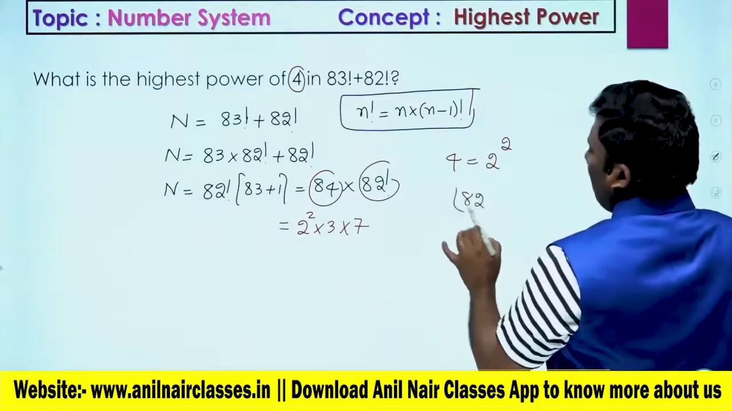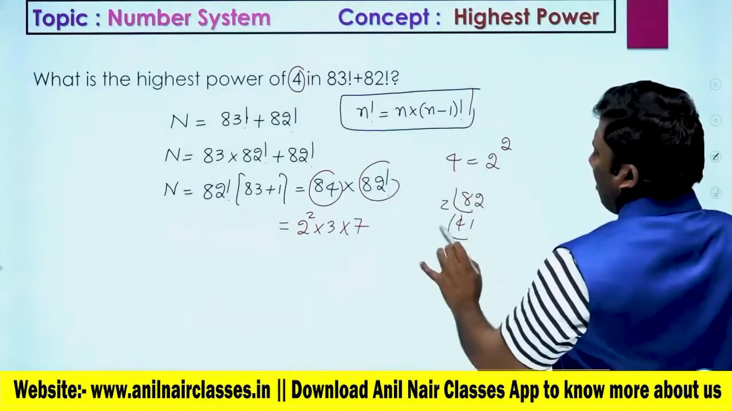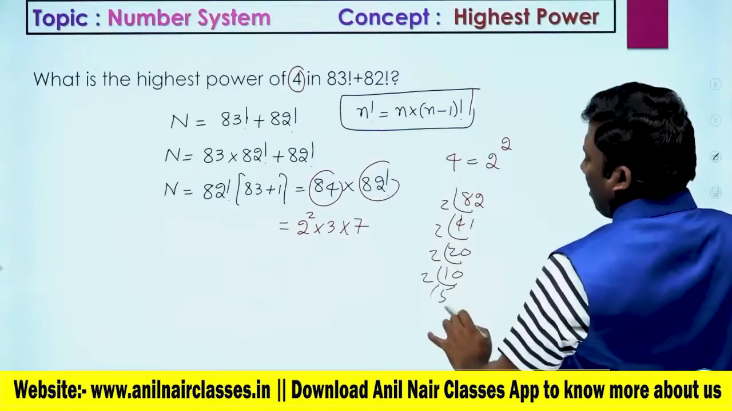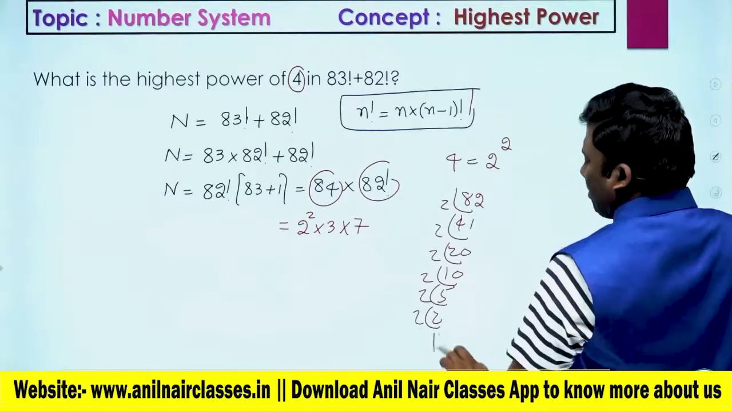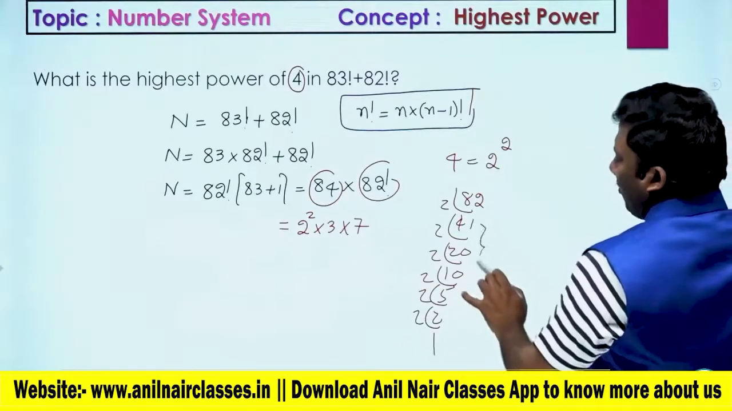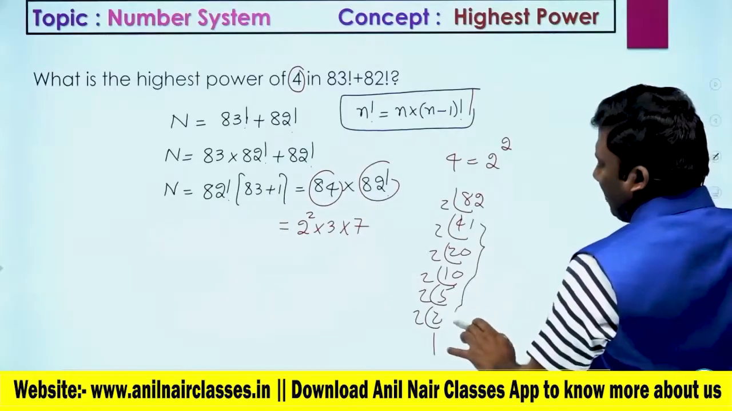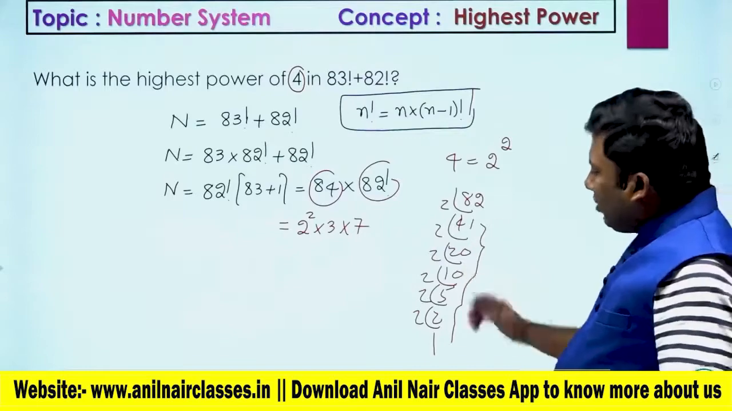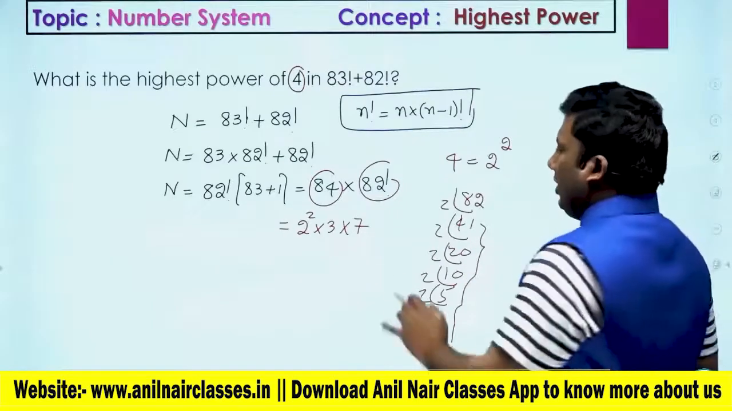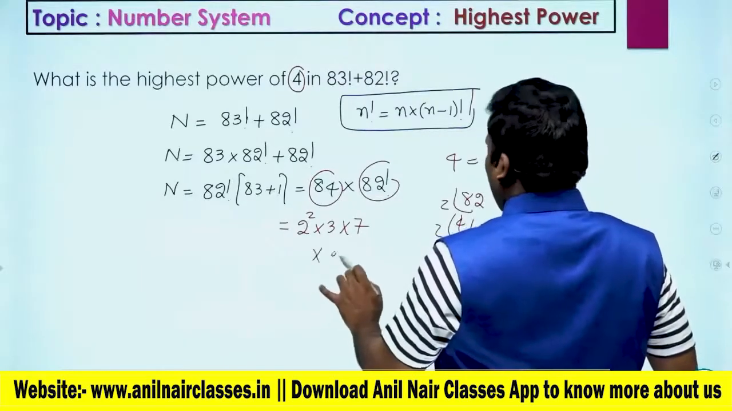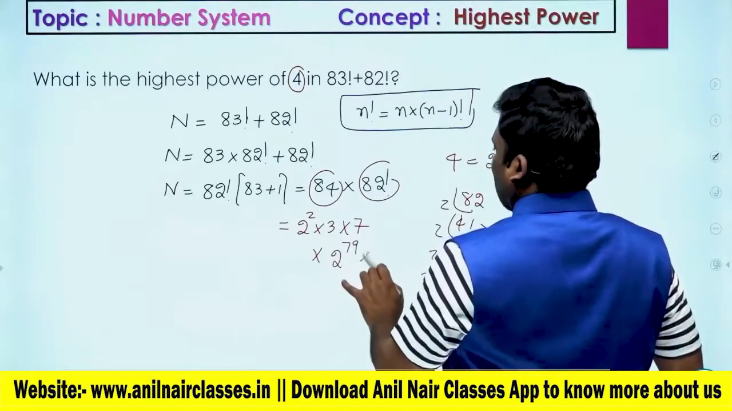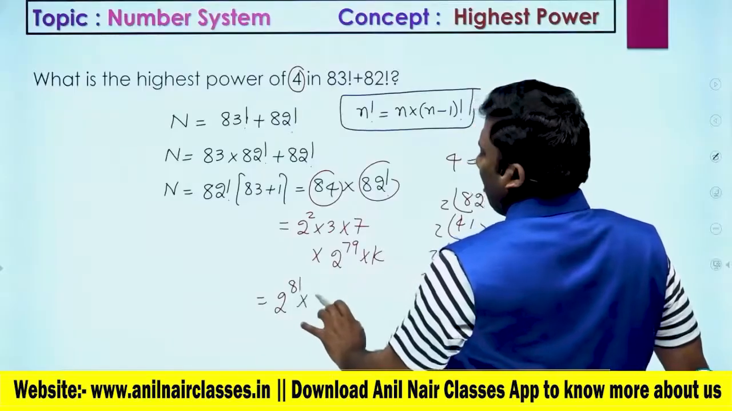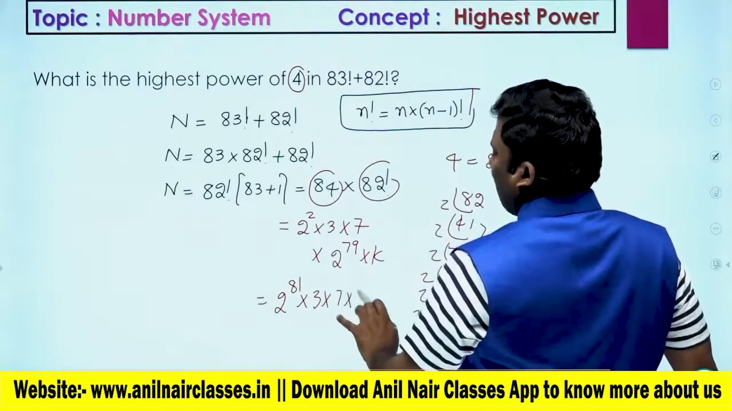In 82 factorial, how many powers of 2 are there? 2 41s are, 2 20s are, 2 10s are, 2 5s are, 2 2s are, 2 1s are: 41, 20, 10, 5, 2, 1. So 41, 61, 71, 76, 78, 79. Am I right? So these are nothing but 2 power 79 into k. So with 84, it will be 2 power 81 into 3 into 7 into k.